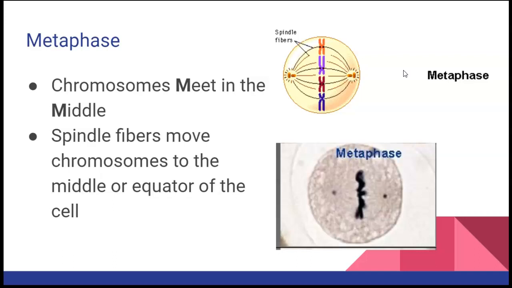In metaphase, chromosomes meet in the middle, right? Hopefully it helps. In this, it's pretty straightforward. Those spindle fibers that came out of those centrioles in prophase, they attach to the middle of a chromosome, and they move those chromosomes to line up down the middle of the cell. And that's the whole stage. That's all that happens here is those chromosomes now move to the middle of a cell.